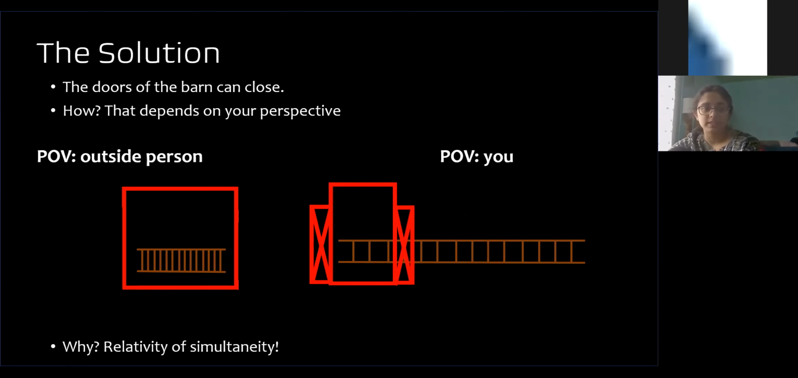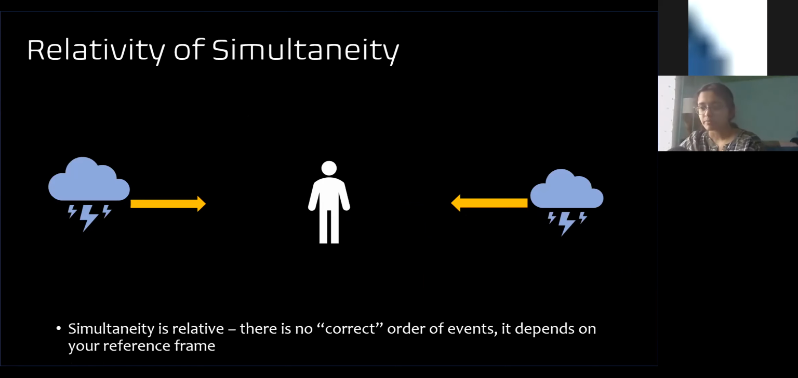Well, the answer lies in what's called the relativity of simultaneity. Relativity of simultaneity is just the idea that it's not always possible to determine whether two events are simultaneous. Like there's often no correct order of events.